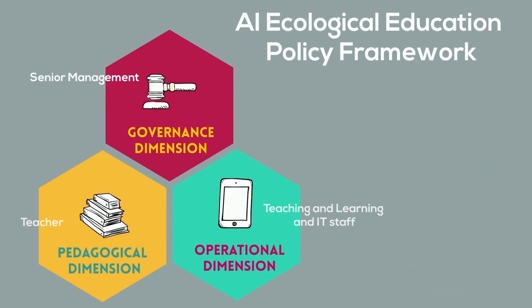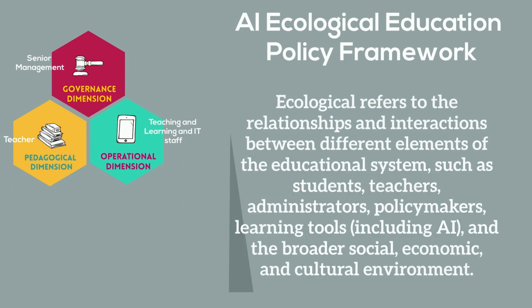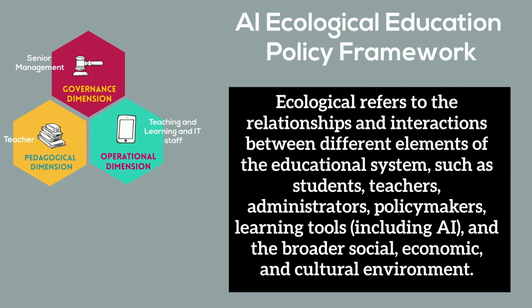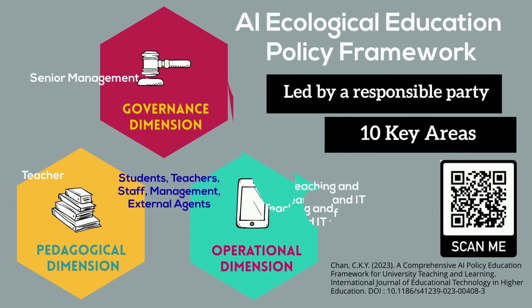Ecological refers to the relationships and interactions between different elements of the educational system, such as students, teachers, administrators, policymakers, learning tools, including AI, and the broader social, economic, and cultural environment. There are 10 areas to consider in the implementation of an AI in education policy. In order to turn policy recommendations into action plans, the 10 key areas have been further organized into the 3 dimensions.